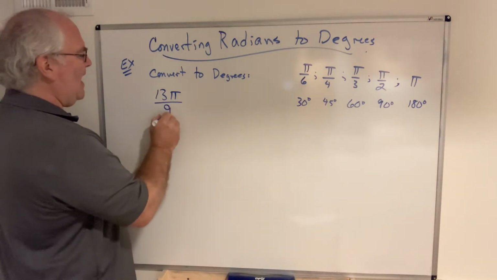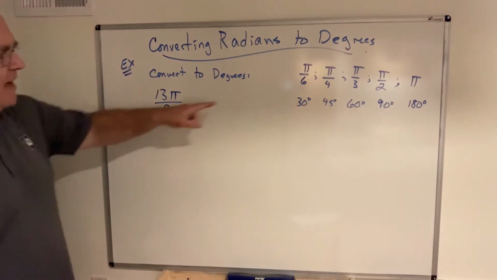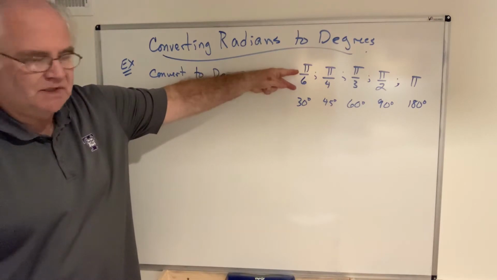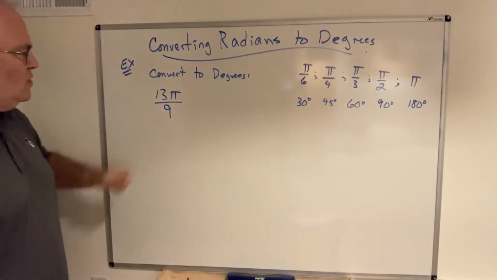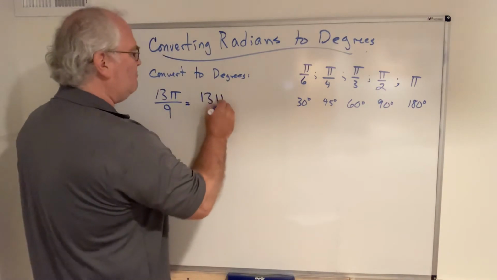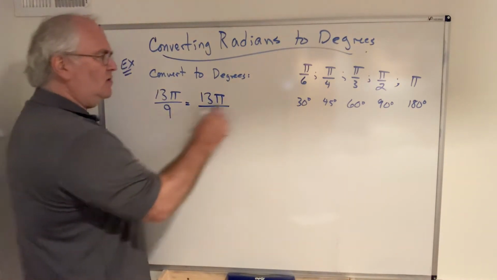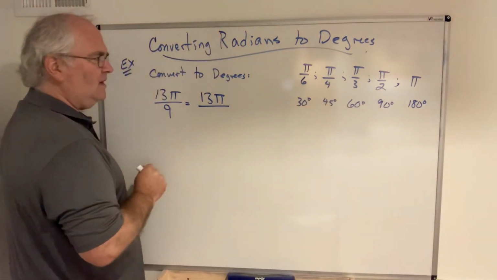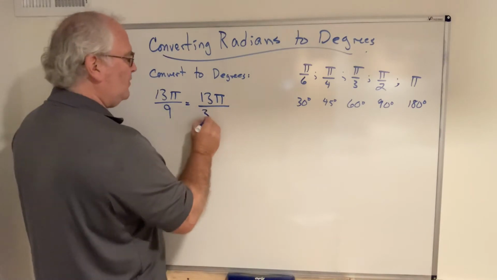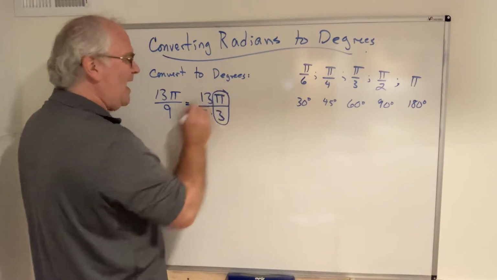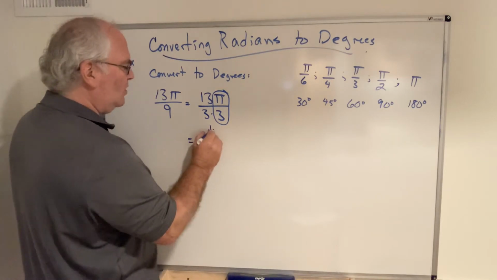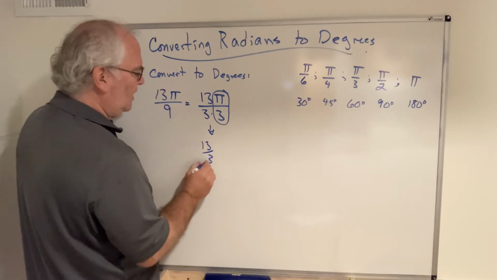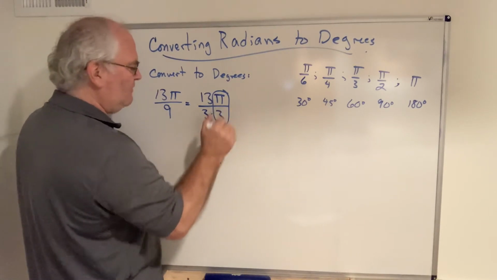Now, suppose we have something like 13 pi over 9. Well, 9 is not one of the special angles. Pi over 9 is not one of the special angles. But we can break 9 into two pieces. We can factor 9 so that it contains one of these factors. We can use 3 times 3. And now we know what that is. That much is 60. So that corresponds to 13 over 3 times, I know pi over 3 is 60 degrees.